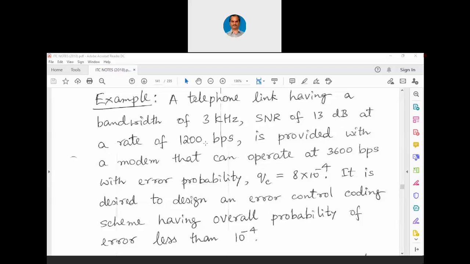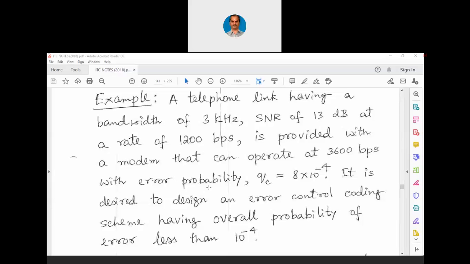At a rate of 1200 bits per second means the source encoder's data rate is given here. That means small rs is given here. It is provided with a modem that can operate at 3600 bps. Means a modem is going to add the check bits, or the modem is going to have a channel encoding scheme inside. So the modem can operate at 3600 bps. That means the data rate at the output of the channel encoder is given as 3.6 kbps.